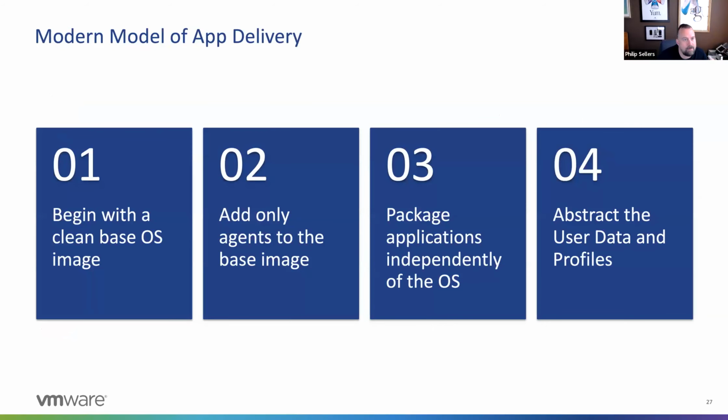So what does that modern model look like? Well, we start with that clean base OS image. Now we add only the agents to the base image. Then we package our applications independent of the OS, and then we abstract the user data and profiles. That's the Nirvana state. That's what we're after today.